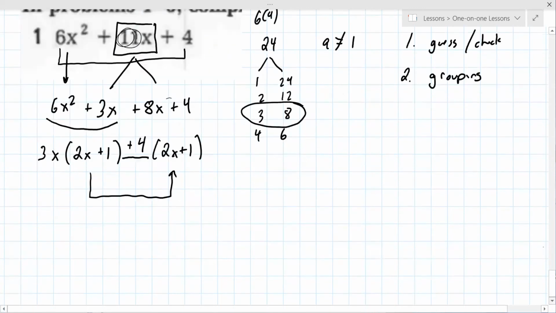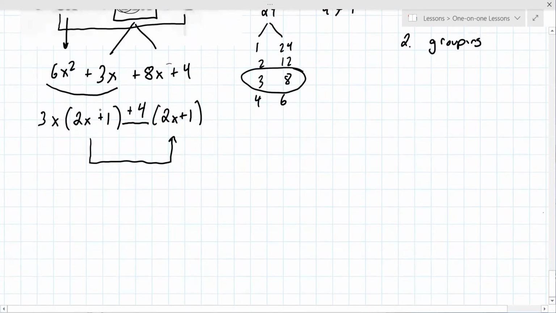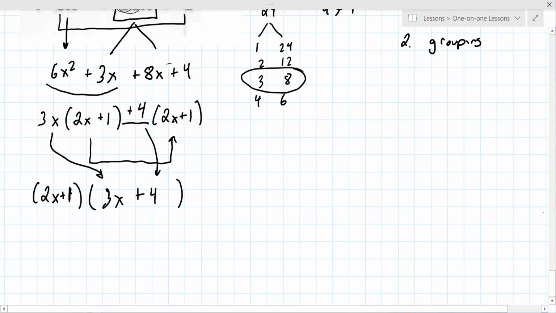So now, this is why I call it double factoring, because we kind of factored it once. Now we're going to factor it again. So these 2x plus 1s are common in both, so you end up writing that out in front. And then what's left over? Well, this 3x is left over, and this 4 is left over, and they come down here like that.